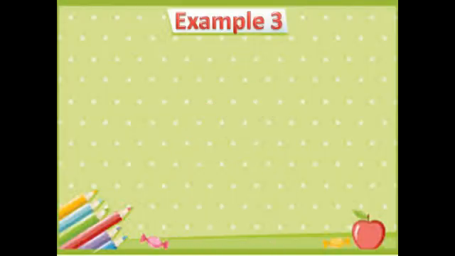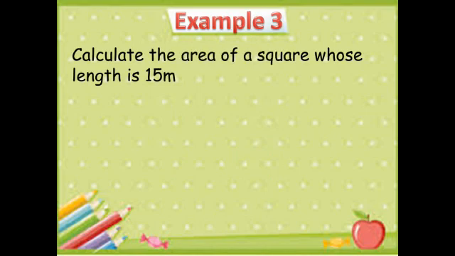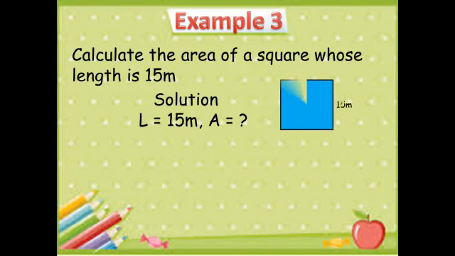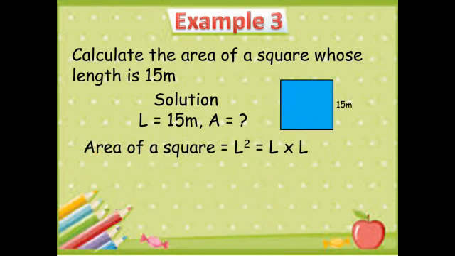The third example. Calculate the area of a square whose length is 15 meters. The area. Now what's the formula for area of a square? We've written out our length and we're looking for the area. Area of a square is length square, don't forget, and length square means length times length, which is 15 meters times 15 meters.